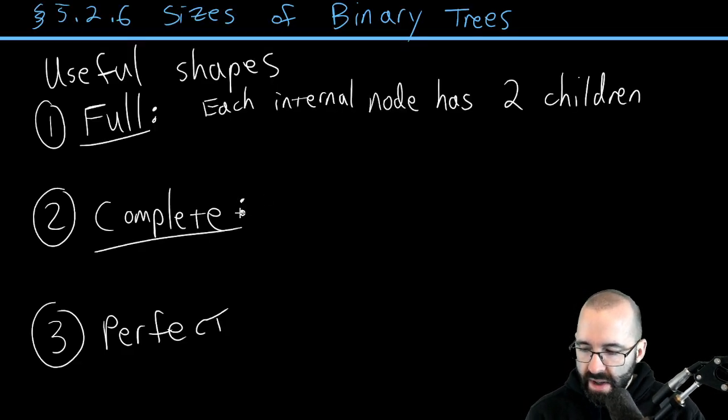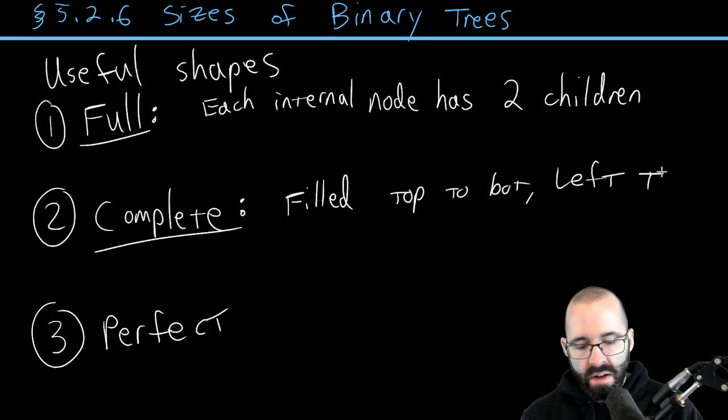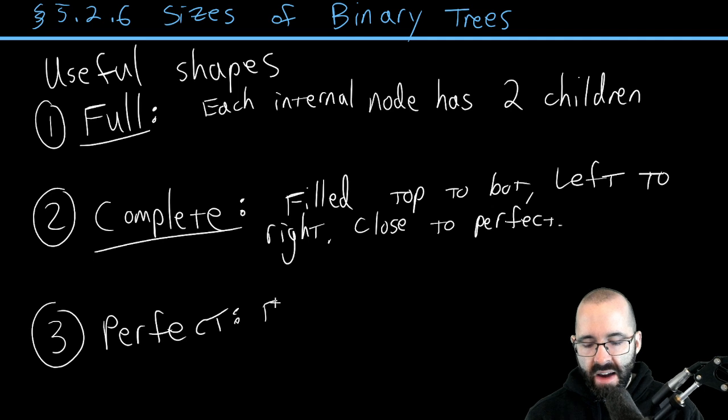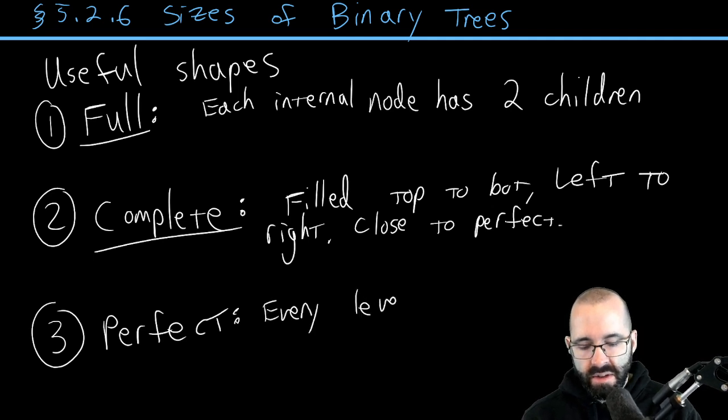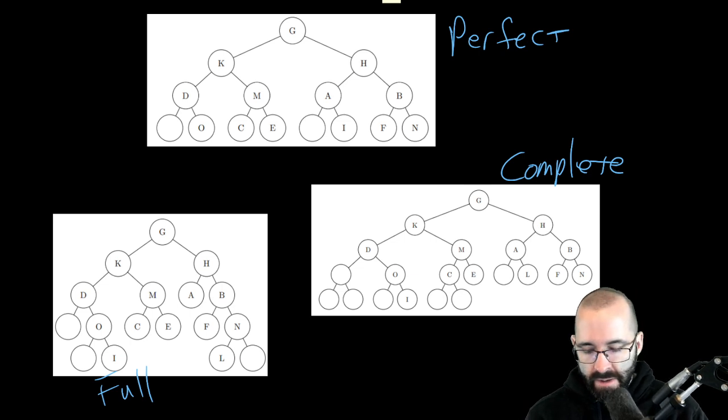Complete is, again, not going to be a very precise definition here, but it's filled top to bottom, left to right, with no gaps until the end. Just as close as we can to perfect. And then perfect is every level is filled. Not super precise definitions, but just in terms of understanding intuitively what's going on, this is what we can think of for perfect, full, and complete.